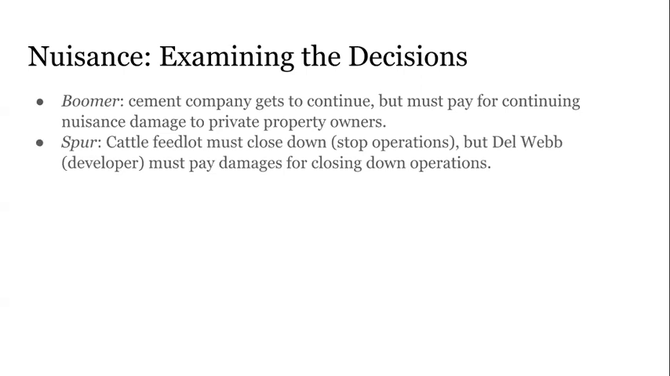In Spur, the court said that the cattle feedlot, and this is weird because the cattle feedlot came first, right? The cattle feedlot must close down. It must stop operations, but not the homeowners, because the court determined that the homeowners were innocent third-party purchasers.